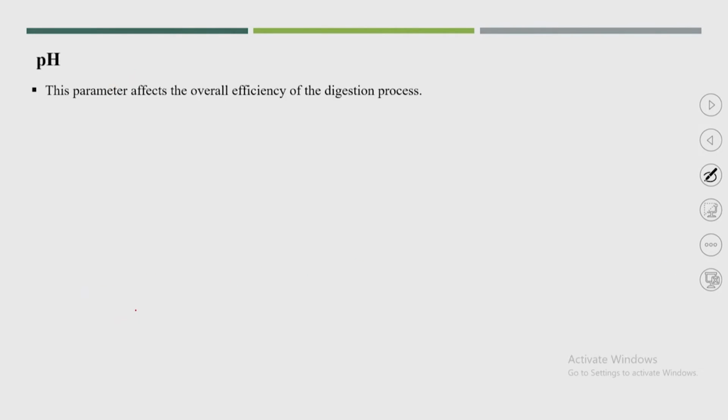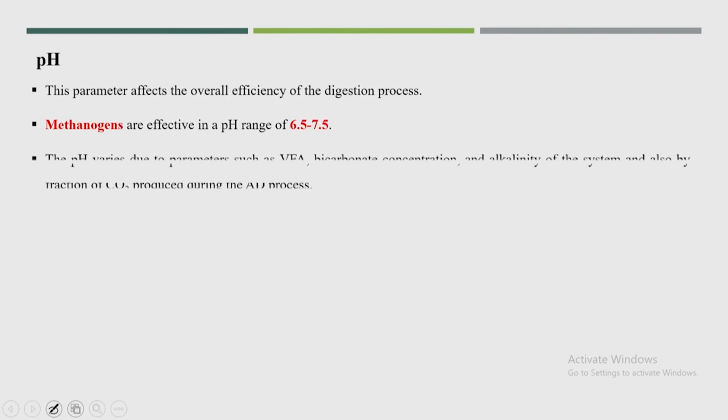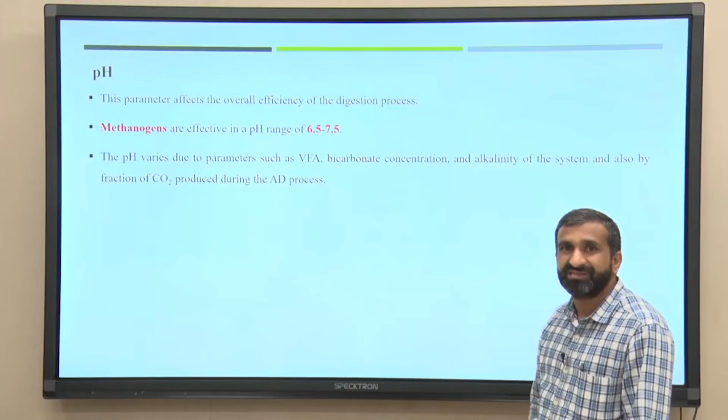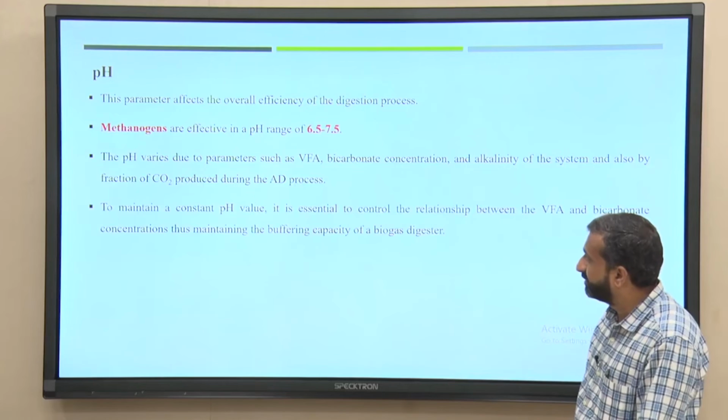Now, the next parameter is pH. This parameter affects the overall efficiency of the digestion process. As I was telling, methanogens are very effective in the range of 6.5 to 7.5, meaning neutral pH. The pH varies due to parameters such as VFA, carbonate concentration and alkalinity of the system, also by the fraction of CO2 produced during the anaerobic digestion process. So, time to time we have to monitor the reactor, how a pH increase or reduction is possible in the reactor.